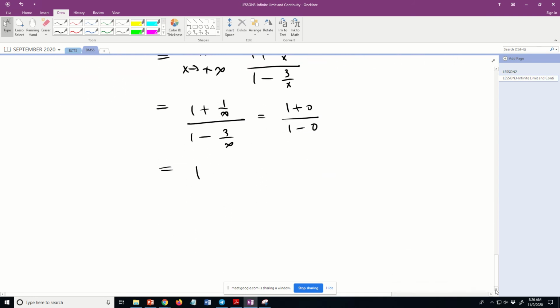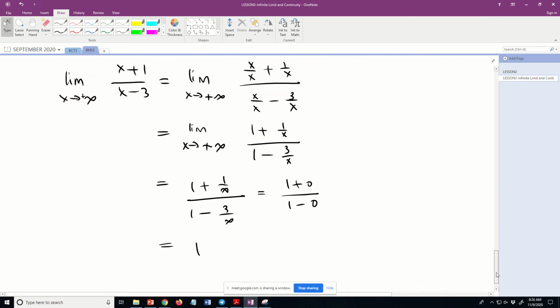Jawapan dia last answer. Okay, ini ada nak copy ke? Anyone want to copy this? Ke sudah copy? Okay. Please.